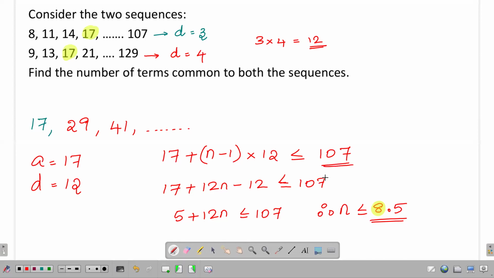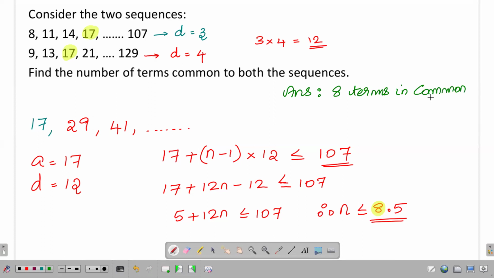107 is anyway not part of both these sequences. It is only part of the first sequence. So I can see there are altogether 8 terms in common. I guess this is clear to you. The final answer for this question: 8 terms in common.